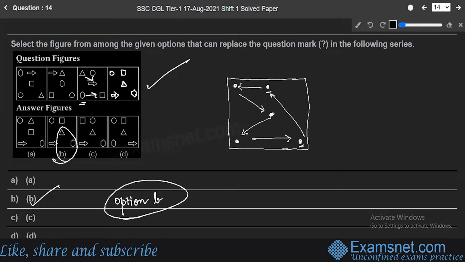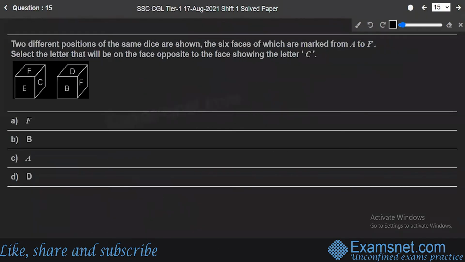Hope you are clear. All right, then let's move to the next question, number 15. It says two different positions of the same dice are shown. The 6 faces are marked from A to F. You have to select the letter that will be on the face opposite to the face showing the letter C. These are the two positions of the dice, and you have to see which letter will be on the face opposite to the letter C.